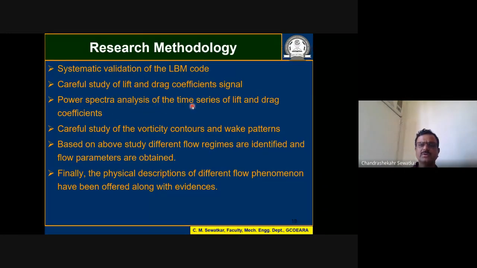So whatever signals we obtained, we carried out the power spectra analysis of that. Then we also looked at the vorticity contours and wake patterns. Based on the above study, different flow regimes were identified and flow parameters were obtained. And we carried out the regression analysis to obtain mathematical expressions for drag coefficient, lift coefficient and Strouhal number. And finally, the physical description of different flow phenomena has been offered along with evidence. We did that.